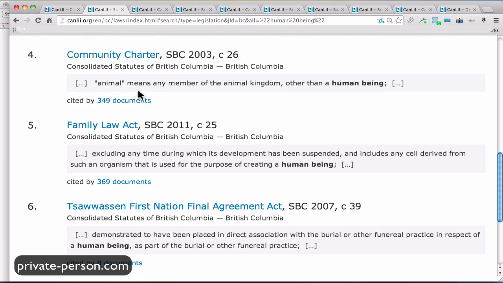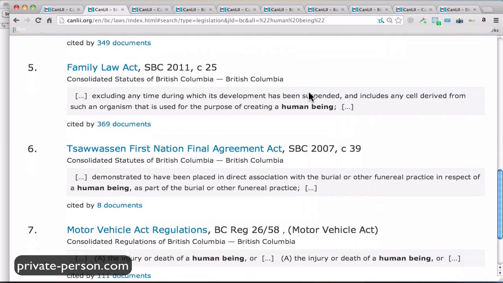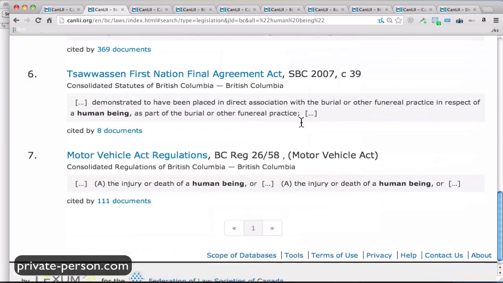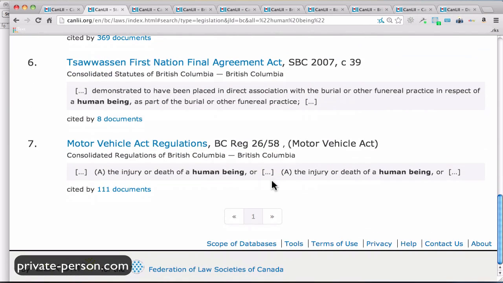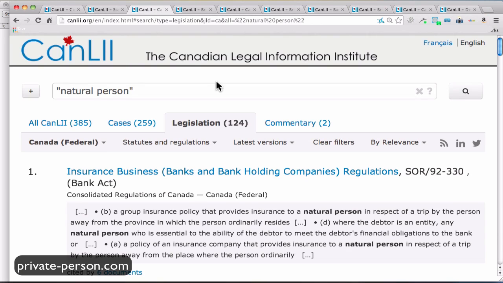Community Charter: animal means any member of the animal kingdom other than a human being. Kind of sounds like they're putting human beings under the animal category, but they're creating an exception in this case. Family Law Act, human being. So there we go, injury or death to a human being under the Motor Vehicle Act. Now, they generally use the word person in the Motor Vehicle Act, so this is a specific use of human being. So that's interesting. And then we look at natural person.